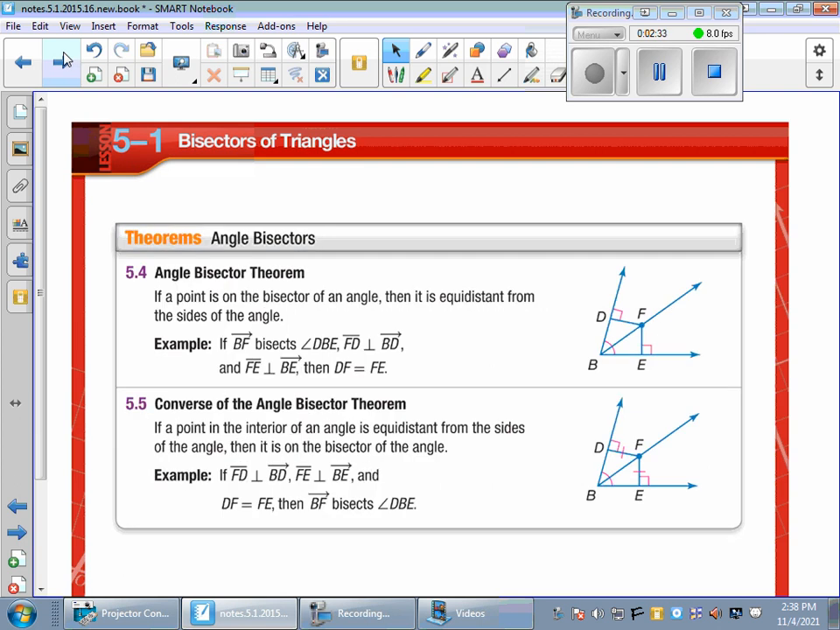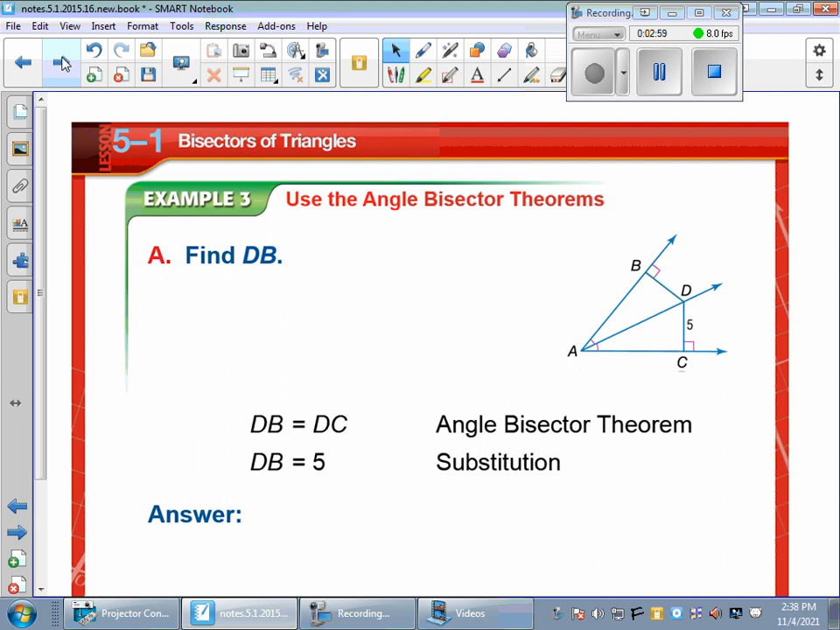Right here we have one more theorem. So again, we have an angle bisector theorem. So if we have a point that's equidistant from the sides of an angle bisector, then DF equals FE. These are perpendicular here, and again, this is our angle bisector right here. And then the converse of it is, if you have these statements true, then we can conclude that BF is an angle bisector. So a lot of stuff, a lot of pictures. Let's try to apply that knowledge.